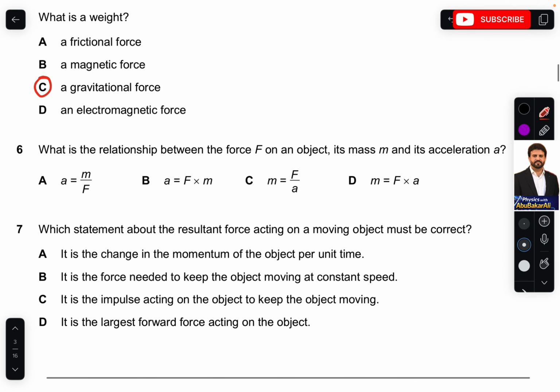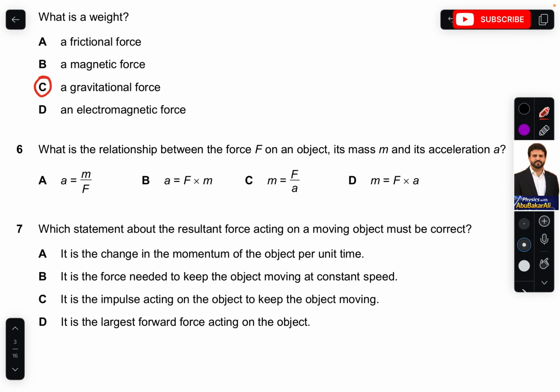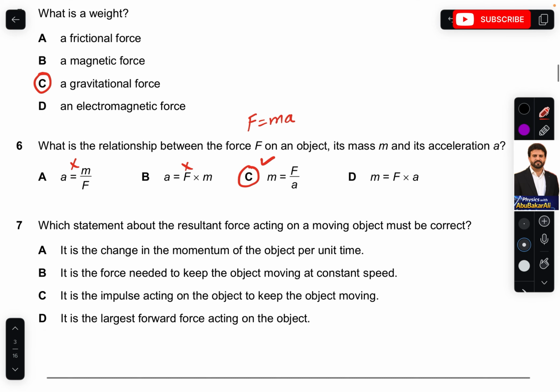Moving forward, what is the relationship between the force F on the object, its mass, and its acceleration? This is defined by Newton's second law. F is equal to ma. So if you rearrange all these formulas, this one is incorrect, this is incorrect, this is correct. So it will be F is equal to ma.